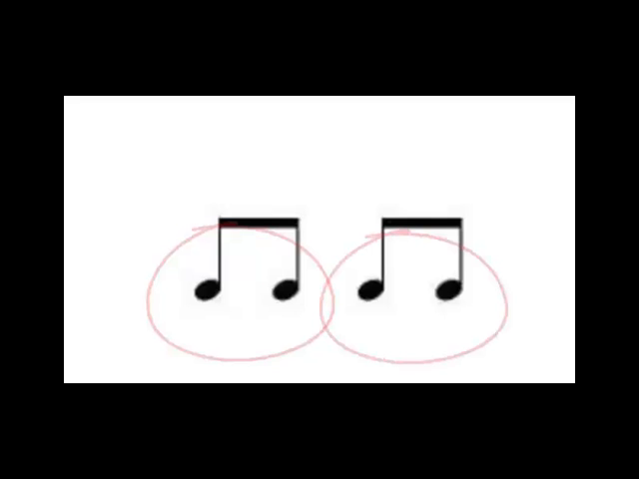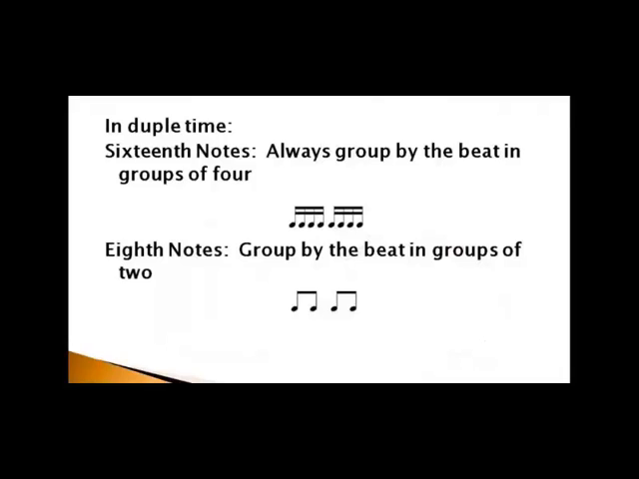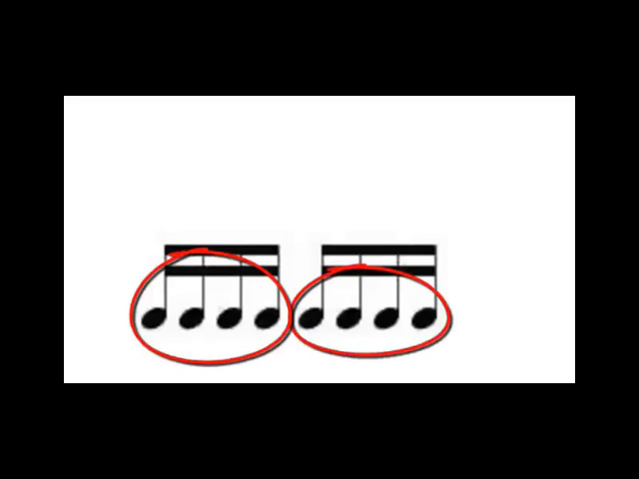The grouping of notes is very important in music. It makes it much easier for you to read the music if the notes are consistently grouped the same way. In duple time, for example in 2/4, your 16th notes would always be grouped by the beat, which means that they'd be in groups of 4. Your 8th notes are also grouped by the beat, and they'd be in groups of 2.